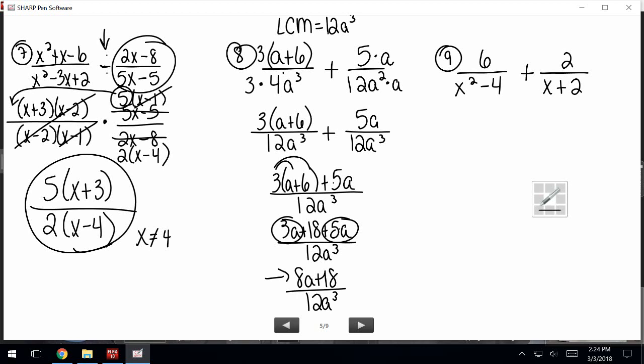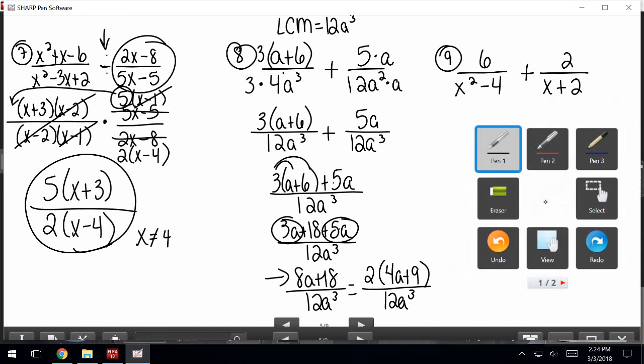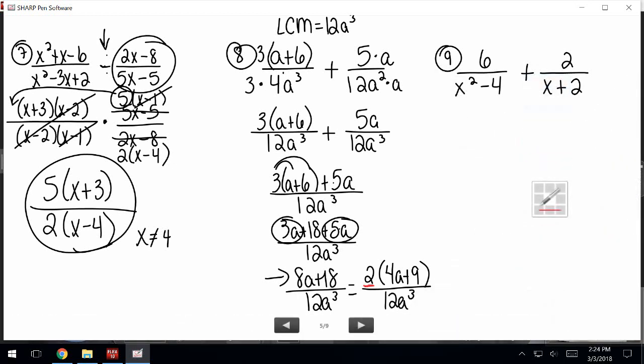All right, and now this numerator has a GCF of 2. So I'm going to bring that 2 out, which leaves me with 4a plus 9 over 12a cubed. Now you have two monomials. 2 is a monomial because there's only one term, and 12a cubed is a monomial because you only have one term. Those are smushed together. They're not added or subtracted together.